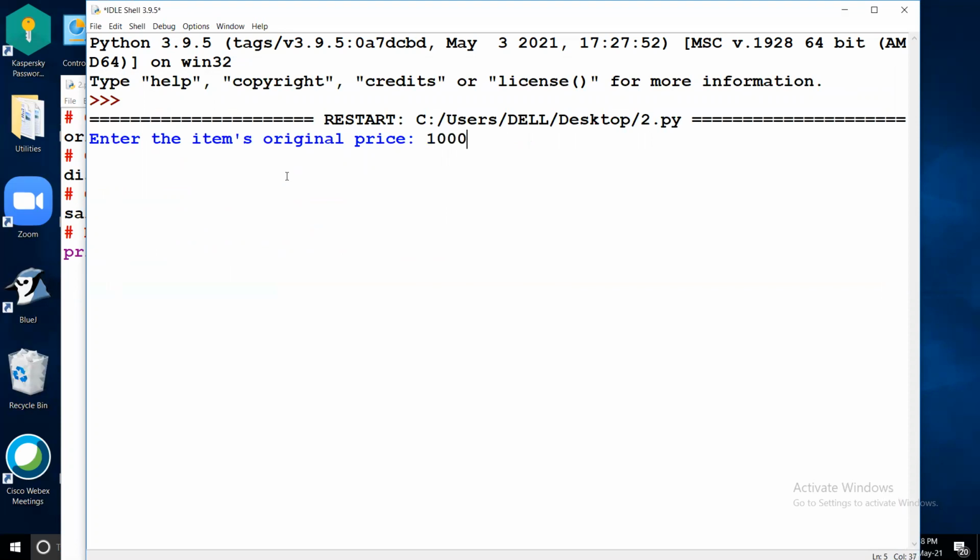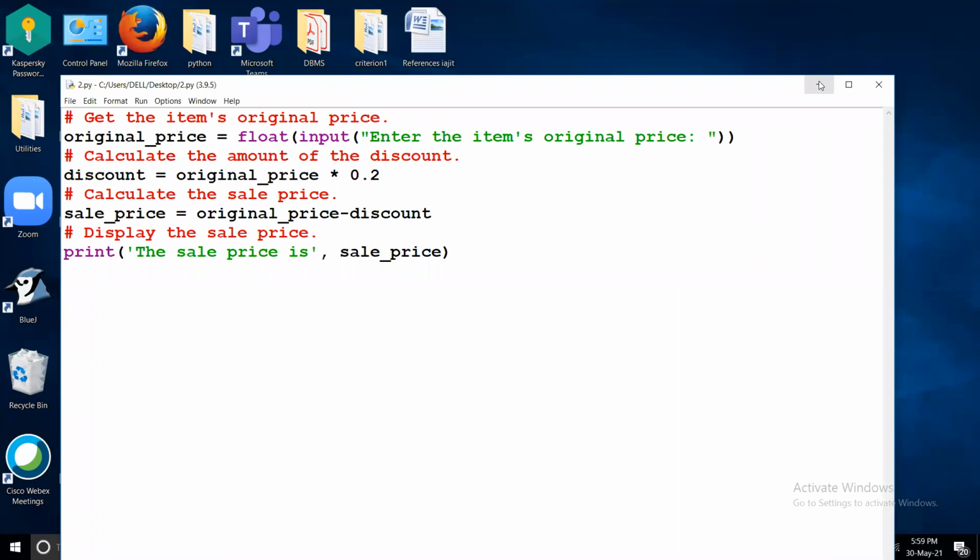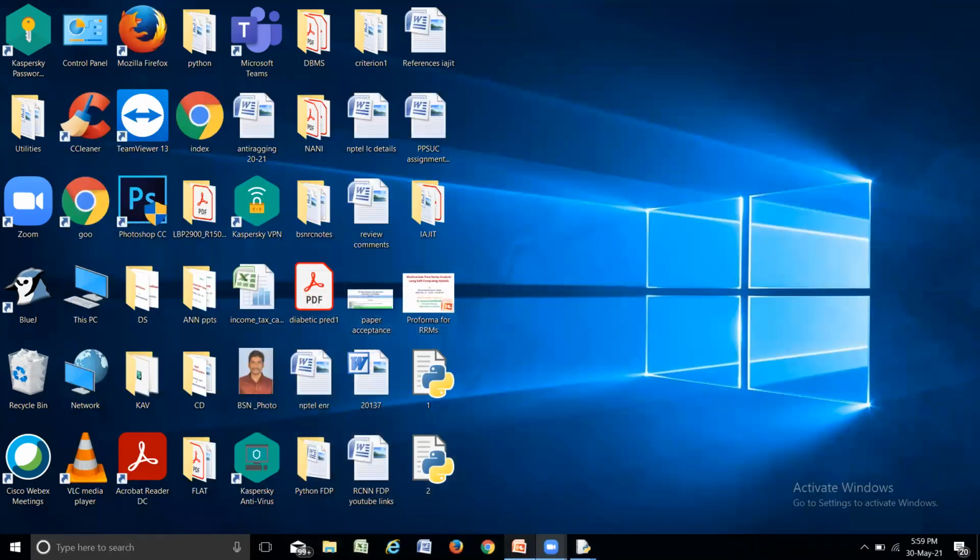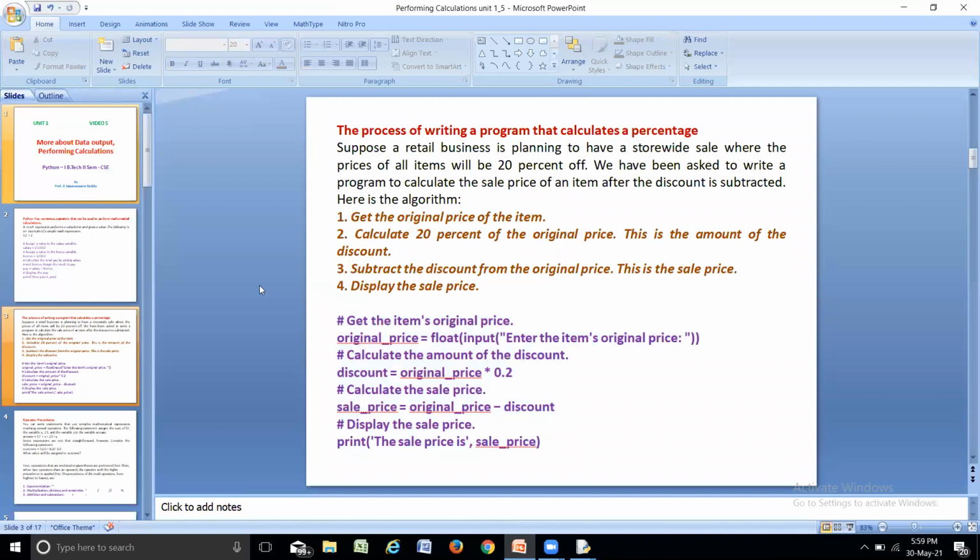I'll give it as 1,000 rupees. Okay. The sale price is 800 after subtracting 20% discount. That is, 20% of 1,000 is going to be 200. So the sale price is 800. It is showing, right? So you can see the output here. It is 800 after subtracting the discount, right? So this is how we can run the program. Okay. So we saw how to run this program also.